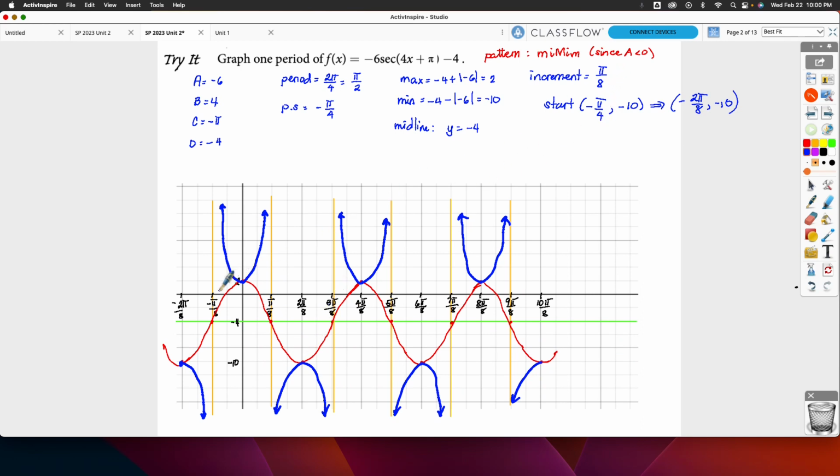Your increment is by pi over 8. So I start with -2 pi over 8, -pi over 8, 0, pi over 8, and so on. So just keep on adding pi over 8 to get the next value in the scale. And then we graph the cosine function, and then we draw the asymptotes where you have the intercepts, where the graph crosses the midline. Okay, we draw vertical asymptotes through those points, and that will be the guide when you draw your secant function.